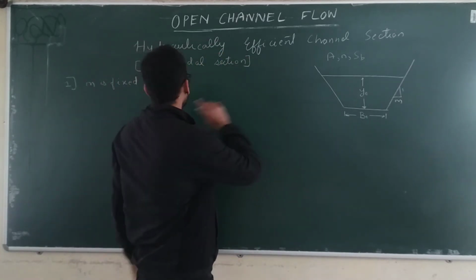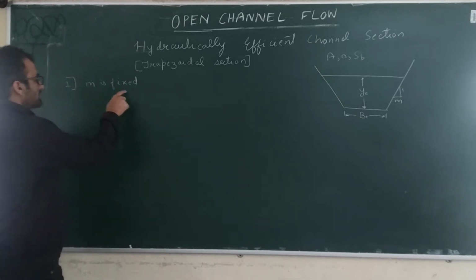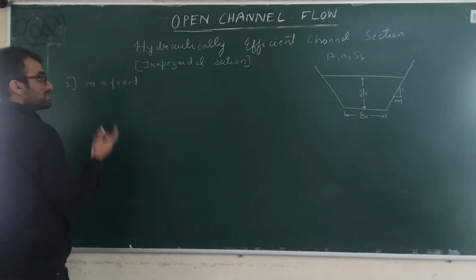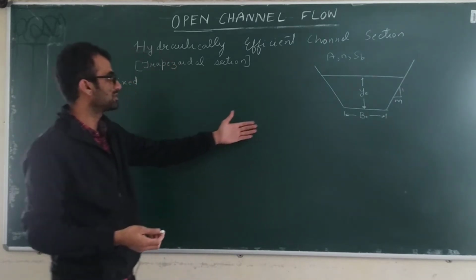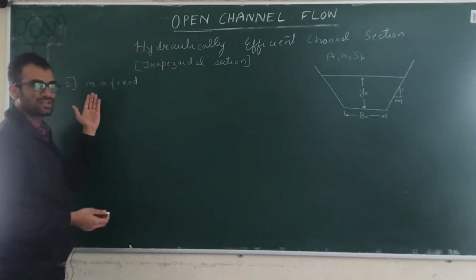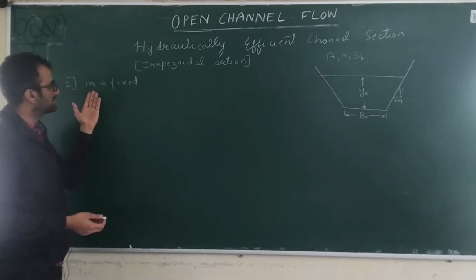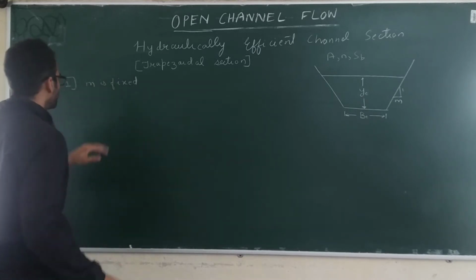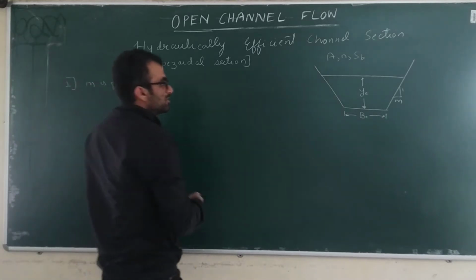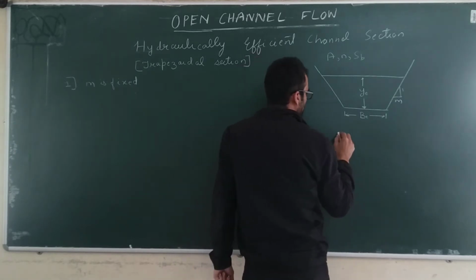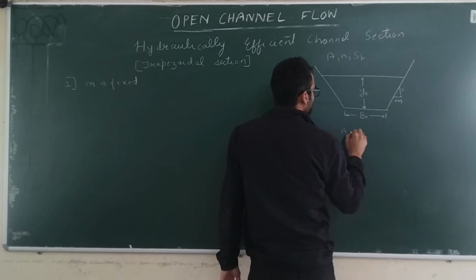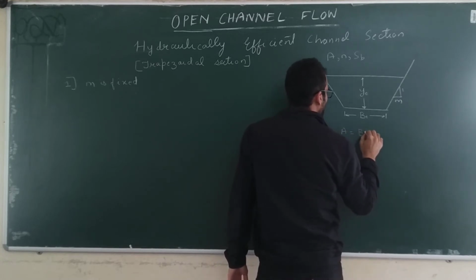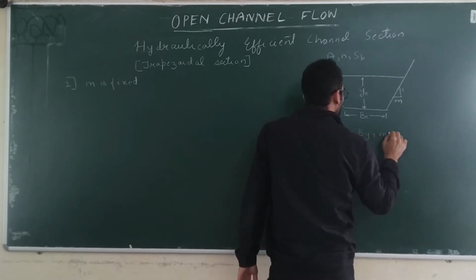So first we will derive those conditions for a fixed side slope. Suppose the side slope is given to you and then you are asked to find the criteria or solve the problem. So we should know the conditions for this case when m is fixed. So let's derive that. Suppose m is given to you, now you can calculate the flow area.